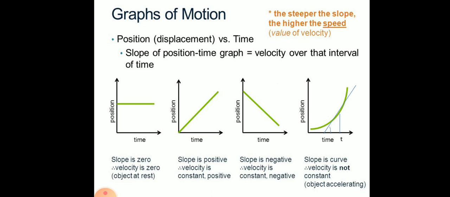In the third graph, time increases but position is decreasing and the graph is a straight line. Therefore, this graph also represents constant velocity.